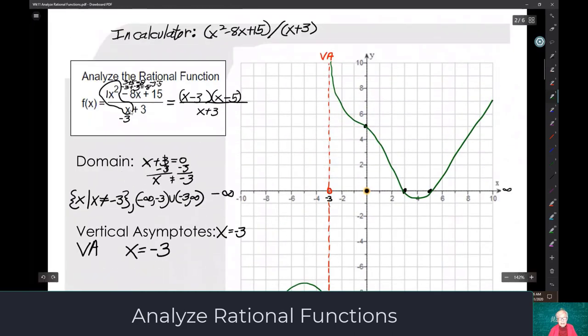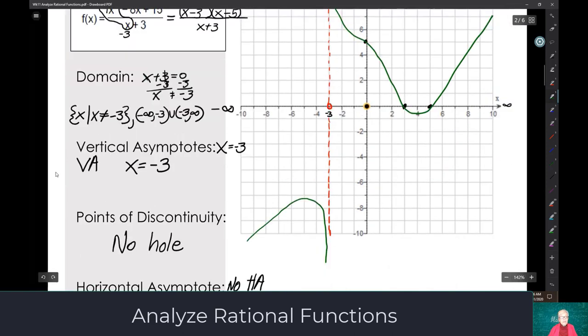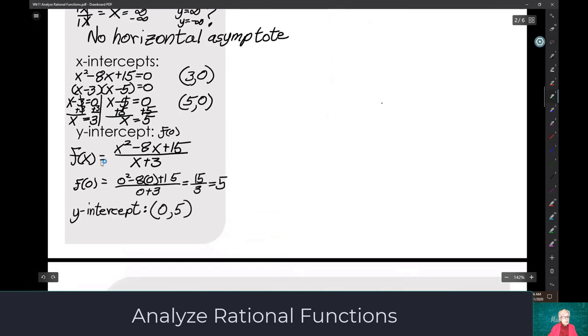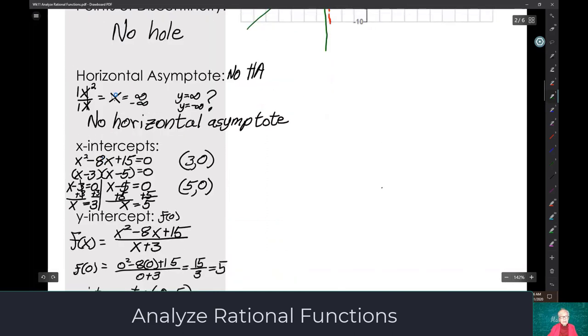Okay, so we found the domain by setting the denominator equal to zero and solving for x. We found the vertical asymptote by using the equation we got when we set the denominator equal to zero: x equals negative 3, the number or numbers that have to be taken out of the domain because they'll make the denominator equal zero. There were no points of discontinuity because there was no cancellation. There will be cancellation. There was no horizontal asymptote because the power on top was greater than the power on the bottom, and we ended up getting a ridiculous answer.